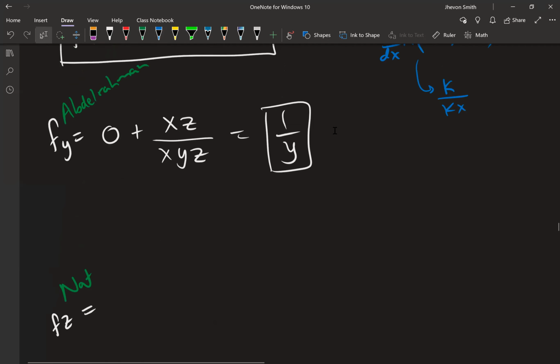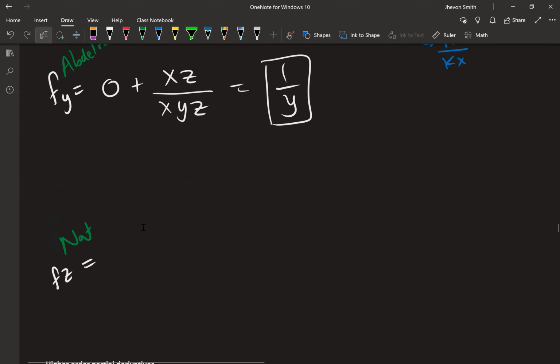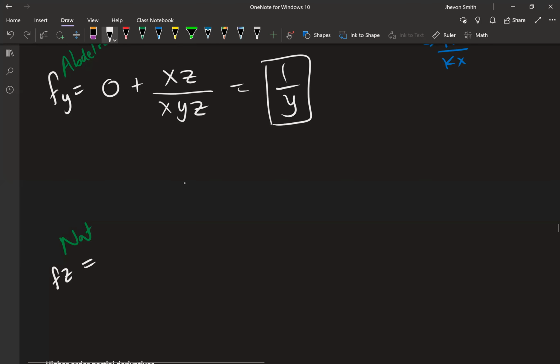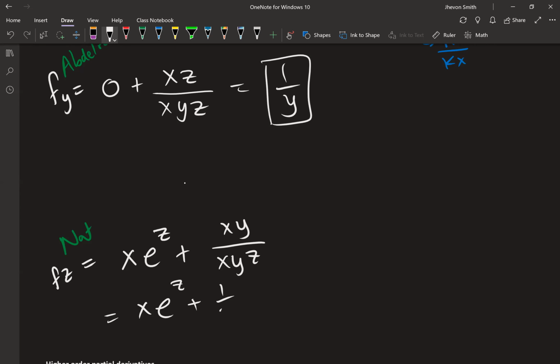How about f of z? Oh man. Okay, so this one's kind of hard, but I'm pretty sure if we're looking at it with respect to z, it just stays as x times e to the z, plus the chain rule of the second one, which is xy over xyz. But I think you could change it to 1 over z. Yeah. All right. Okay. Good.